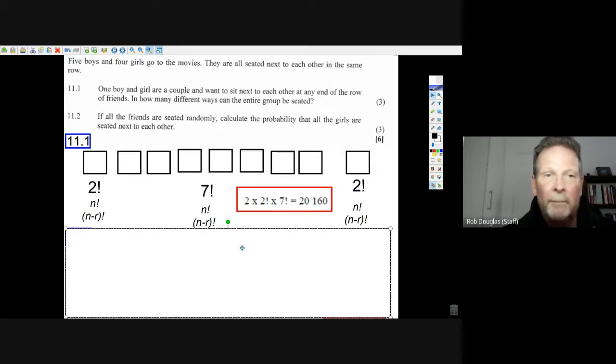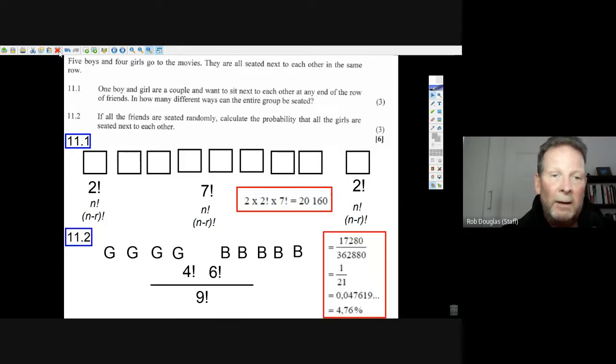It's not so hard. Now, if all the friends are seated randomly, calculate the probability that all the girls are seated next to each other. Let's look at how I did this. Well, what I did is the total number of ways that 9 people can be arranged is 9 factorial. So if you've got 9 different people, there's 9 different boxes, and you would just go 9 factorial.